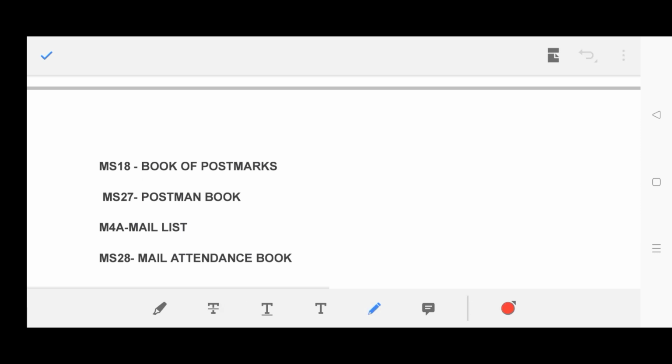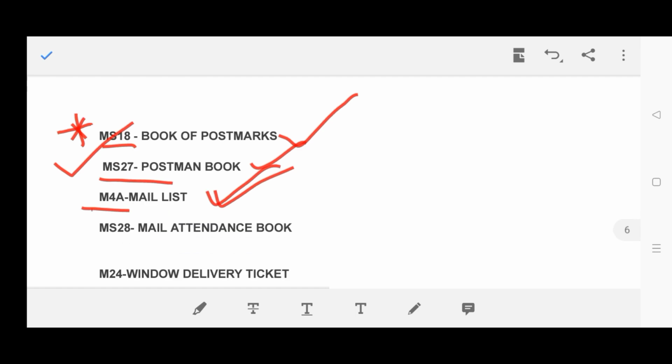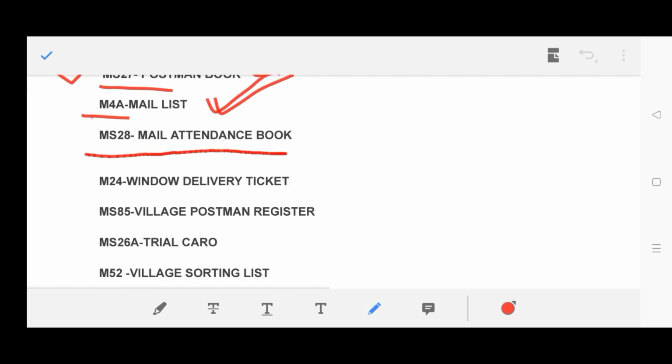Next, MS18 is the book of postmarks. MS18 is the book of postmarks form number. MS27, this is also very important, postman book. M4A mail list. The mail list is prepared in the form of M4A. Next, MS28 mail attendance book. MS28 is the form number of mail attendance book. M24 is window delivery ticket and MS85 is village postman register. Village postman register is in the form of MS85.